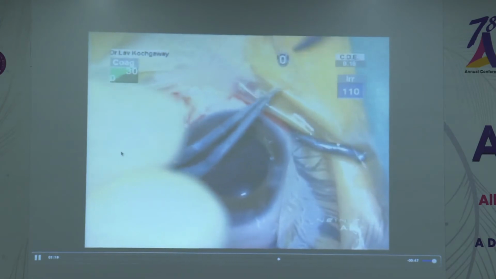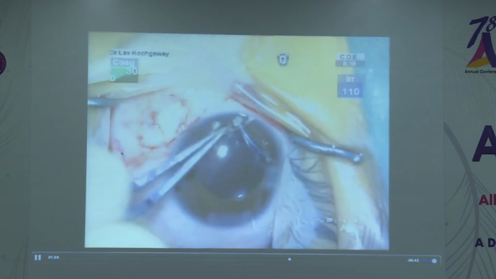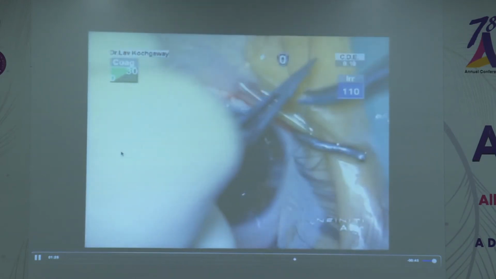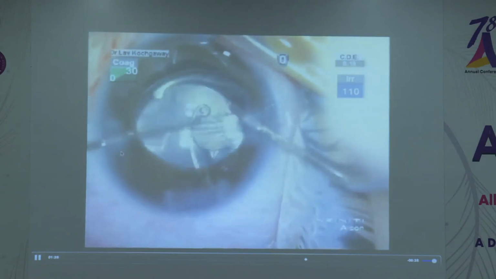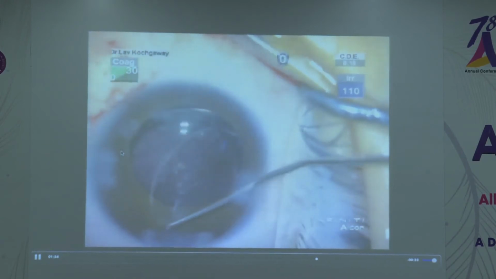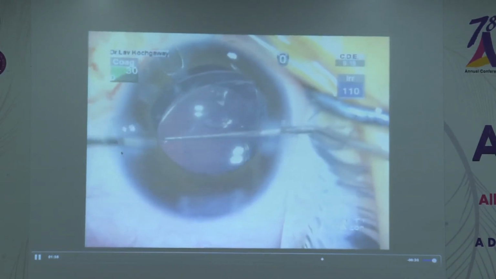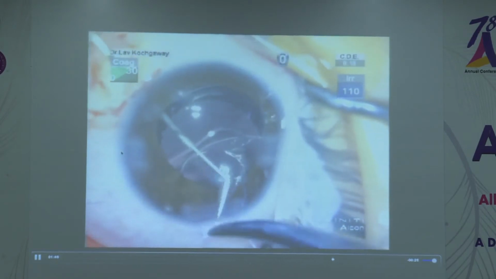A scleral pocket is made, and we can use either a 10-0 Prolene or a 9-0 Prolene suture for fixation of the Ahmed segment. The Ahmed segment's eyelet is fixed with the suture, and it's implanted in the bag, and now we have to take both the ends out using the railroad technique.